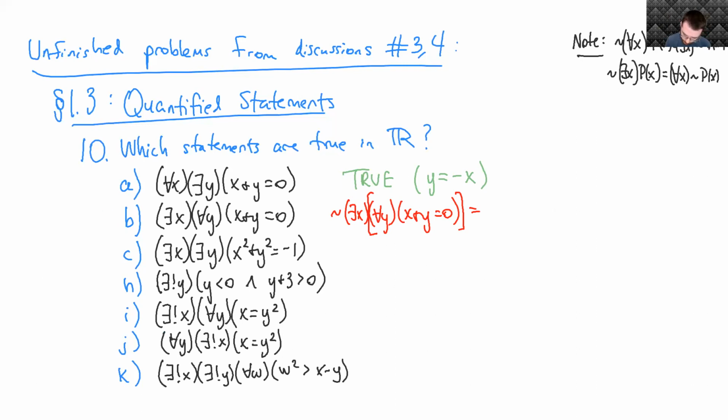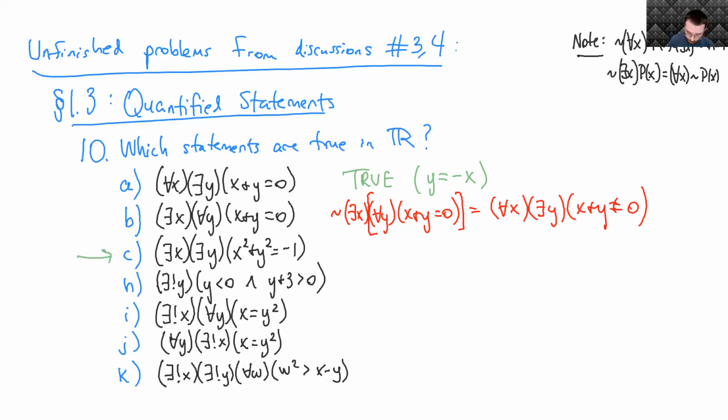So the negation of that was for all x, there exists a y such that x plus y is not equal to 0. Once you get used to negating these quantifiers, it's going to get easier to just go straight from this step to this step without writing all the intermediary steps. Okay, so let's go on ahead.